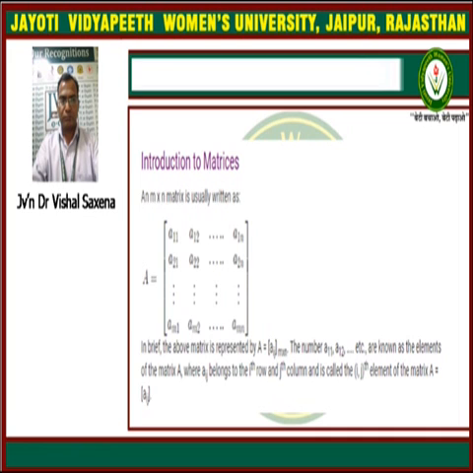In brief, the above matrix is represented by capital A equal to Aij, and the order of this matrix is m by n, because there are m rows and n columns. The numbers A11, A12, A13 and so on are known as the elements of the matrix A, where Aij belongs to the ith row and the jth column, and is called the ijth element of the matrix A.